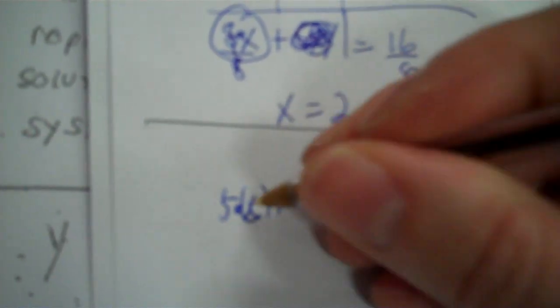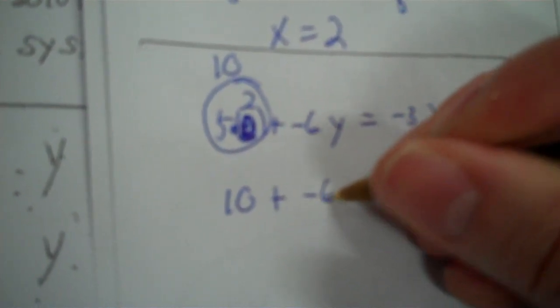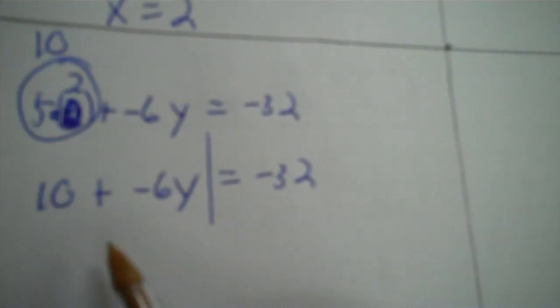Now to find the y, just use your top equation. So you have 5x plus negative 6y equals negative 32. And since we have x equal to 2, we replace the x variable in the equation with 2. 5 times 2 is 10. Now it's just constant 10. Do not put 10x. Saw some of you doing that last time. So 10 plus negative 6y equals negative 32. So I have a plus and a times, and you take out your 10 by subtracting 10.